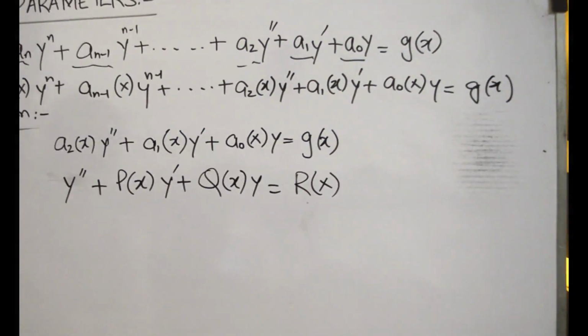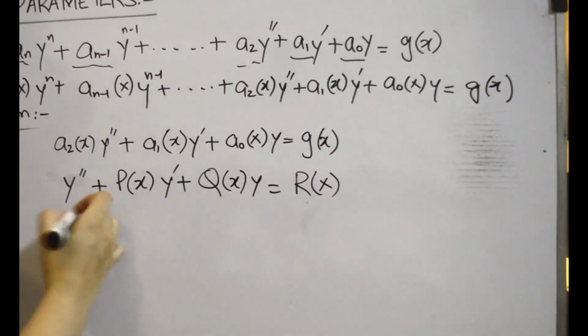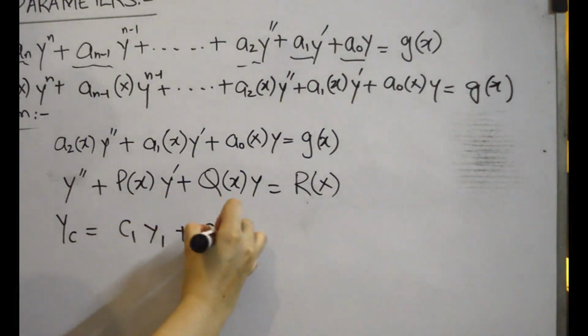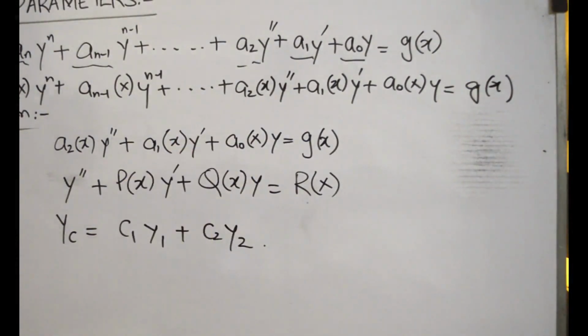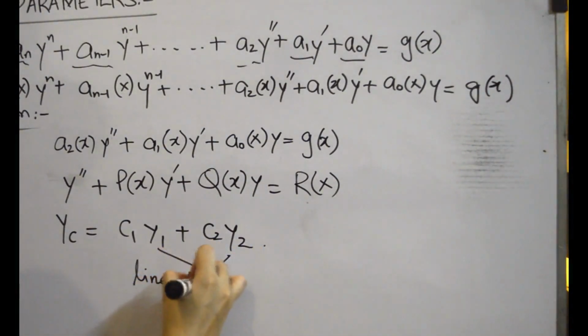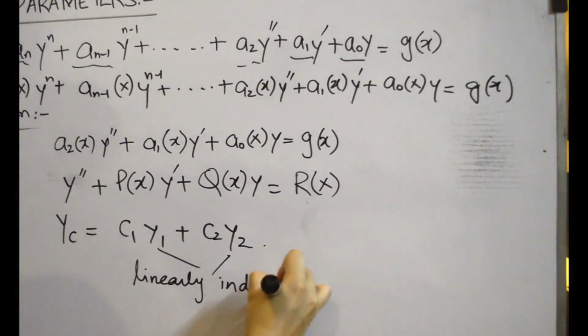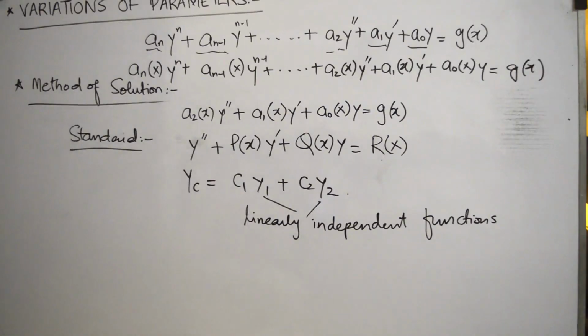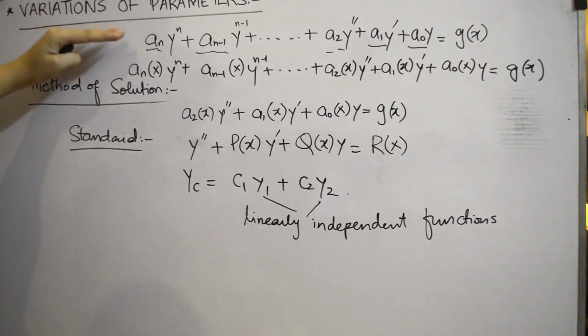The solution of the homogeneous second order differential equation, since it is second order, is yc equals c1 y1 plus c2 y2. One more thing: c1 and c2 are constants here, and y1 and y2 are linearly independent functions. We already know this, we have studied it in the method of reduction of order. So now we come to the point.